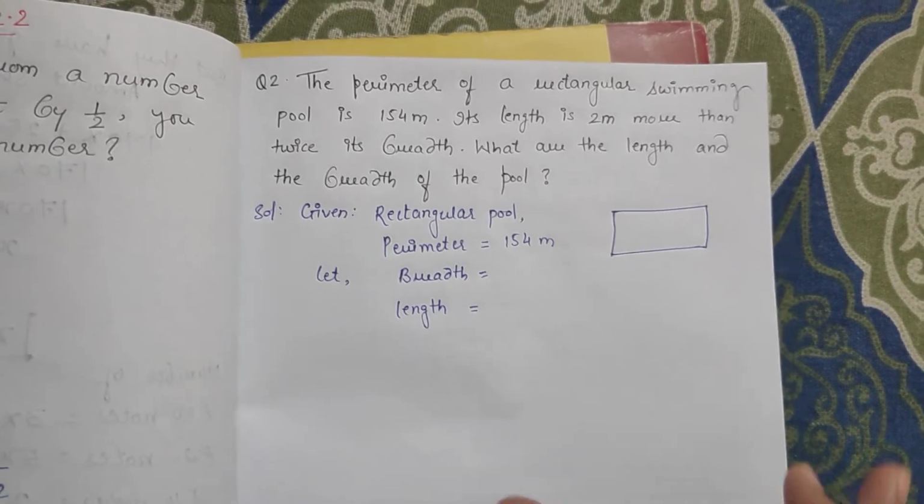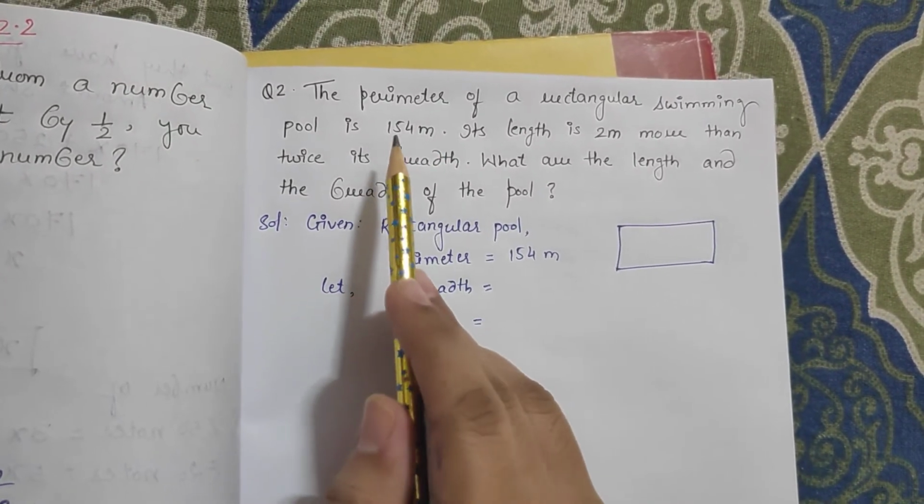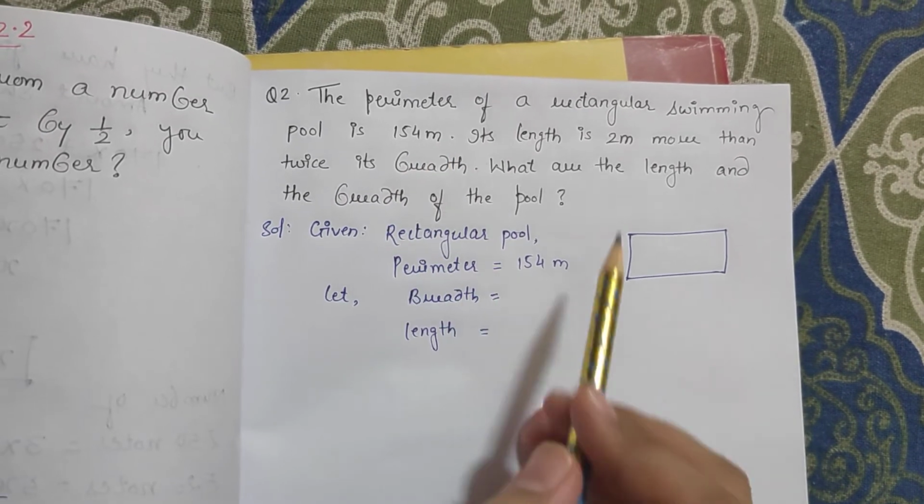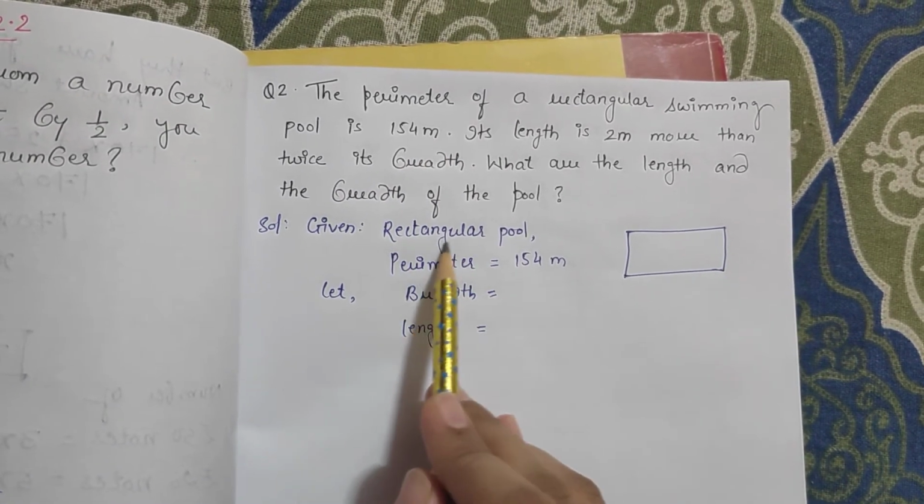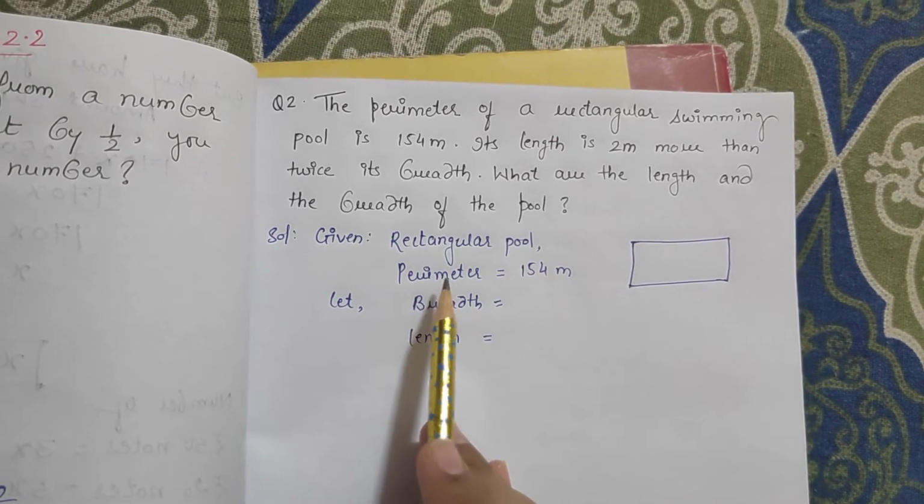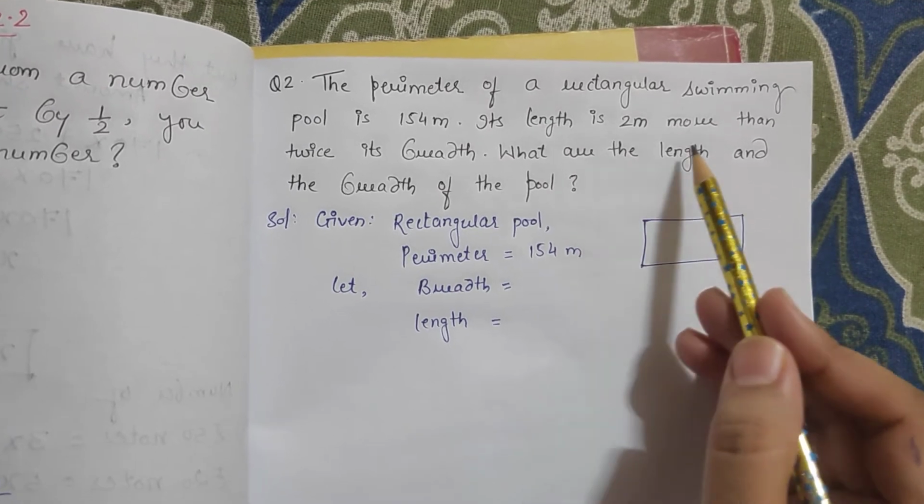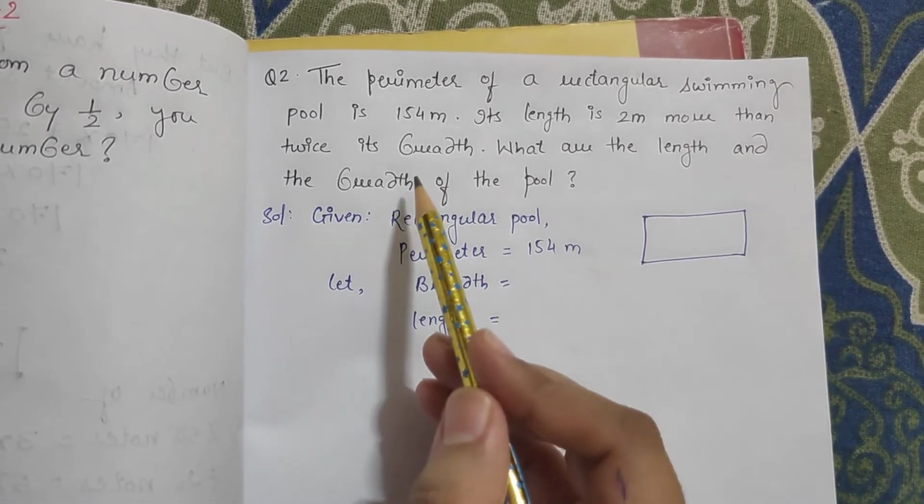Okay, question number 2, exercise 2.2. The perimeter of a rectangular swimming pool is 154 meter. So they have given the perimeter. First of all, they have given it is a rectangular swimming pool, having perimeter 154 meter. They have given that length is 2 meter more than twice its breadth.